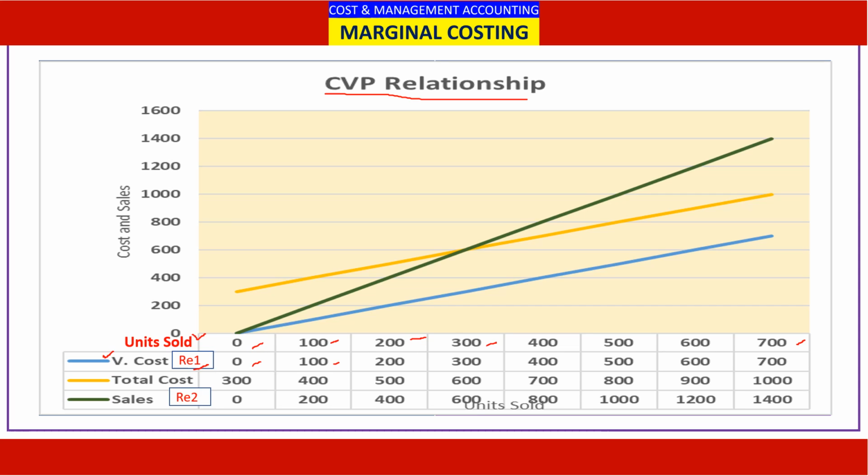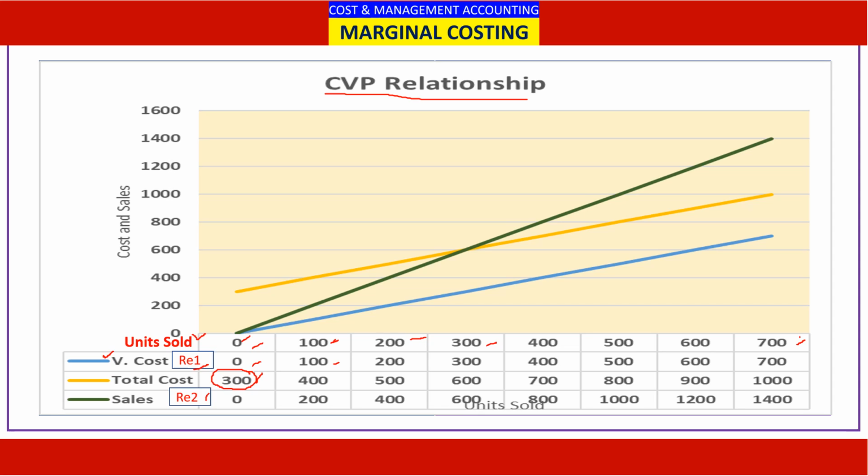Second, we have got a fixed cost of 300 rupees to be paid. It is a time related cost. Maybe the monthly minimum bill, monthly minimum salary, or the monthly minimum rent. Every month I have to pay 300, whether I produce 0, 100, 700 or 1000. And my sale is at 2 rupees per unit.